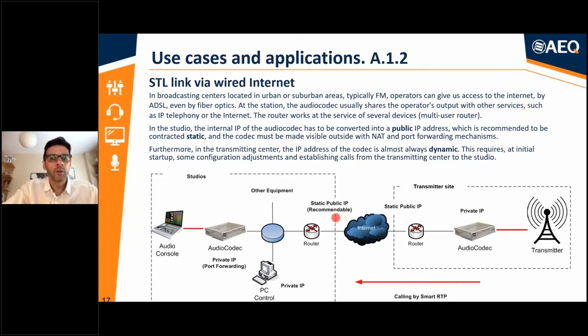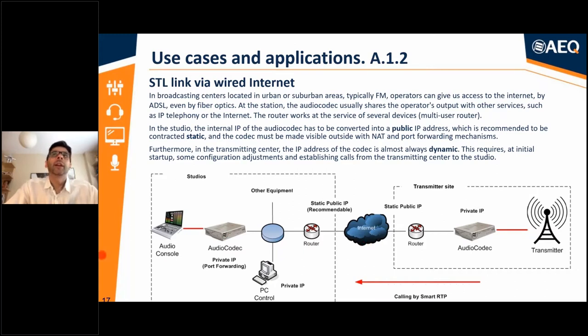And in this case, if you make the call from the transmitter side to this public IP, you can reach the studio codec with a very simple configuration of the studio router. You will need to make a small configuration, as we said, called a port forward, just to direct a given port to the IP address of the audio codec. So if we call to the public IP address of the studio and this given port, the audio from the transmitter side will reach the audio codec in the studio, and the audio codec in the studio using smart RTP will return the audio flow towards the transmitter side. That is really what we are interested in, the audio from the studio to the transmitter. So this way the call is made very easily without relying on an external SIP server or whatever.